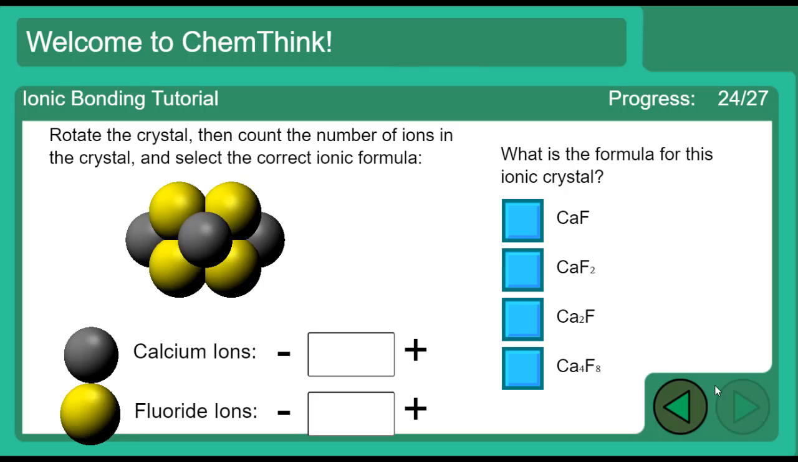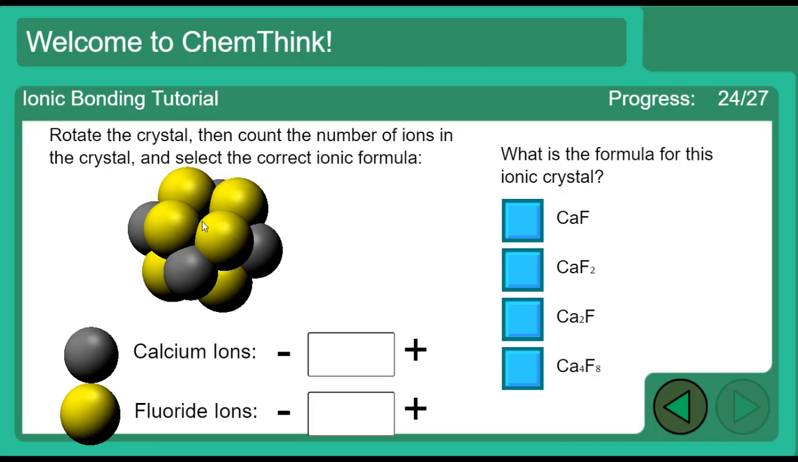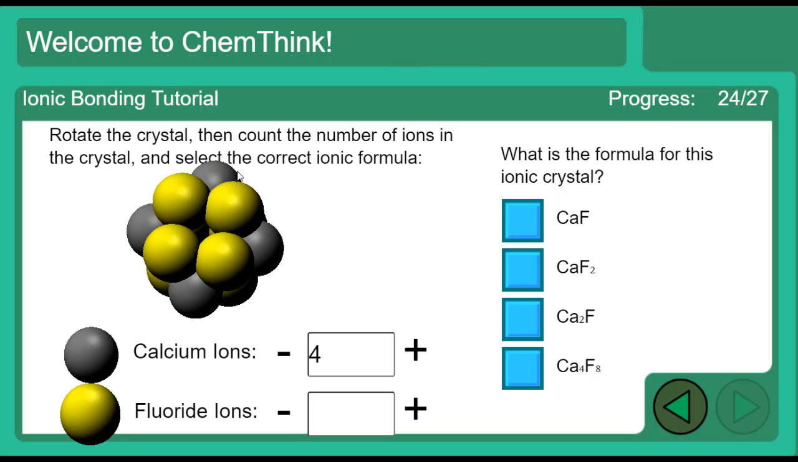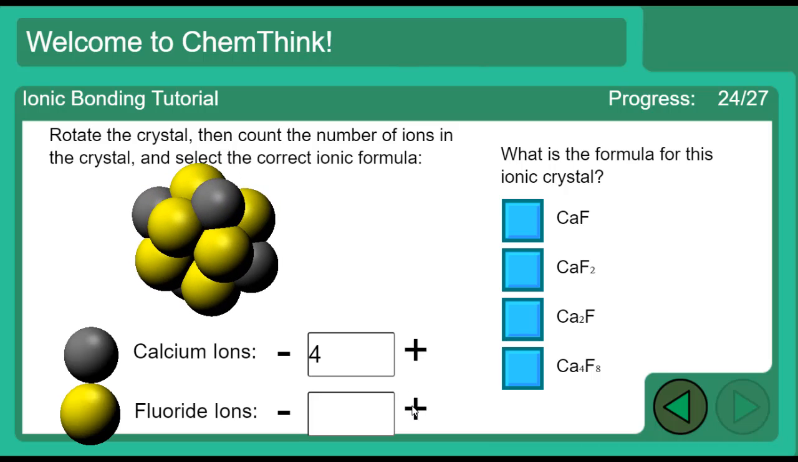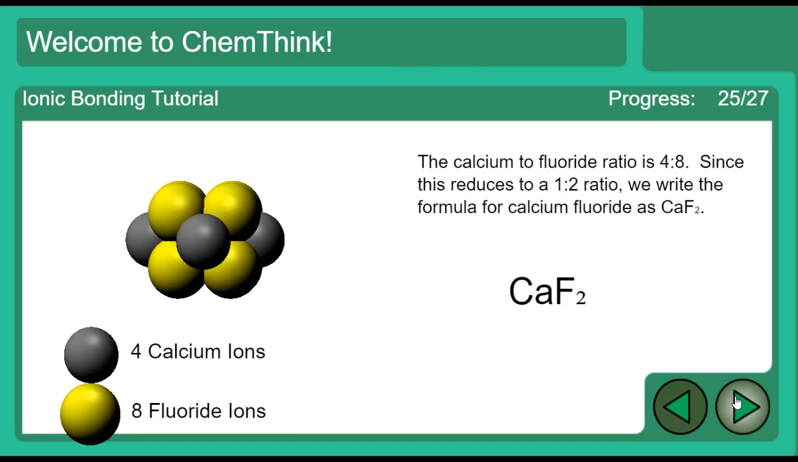So let's run through a couple more. Here we've got calcium and fluoride ions. We can look to see how many there are. Looks to me like there are 4 gray guys, so 1, 2, 3, 4. And perhaps there are 1, 2, 3, 4 yellows there. And if I flip it on the bottom side, there's 4 yellows there. So it looks to me like there's 8. So for every 4, there's 8. If we reduce it, it's 1 to 2, right? So I know that there would be 1 calcium for every 2 fluoride ions. Click that, move on. Okay, which is correct. So it's a 1 to 2 ratio because you're going to reduce the number.